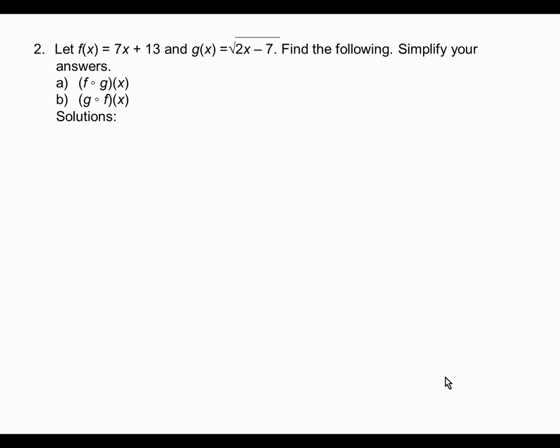So our solutions. For part A, f composed with g of x. Remember, by definition, it's f of g of x. Now, just like we did before, we replace g of x by what it is. g of x is the square root of 2x minus 7. So we're going to have f of the square root of 2x minus 7.